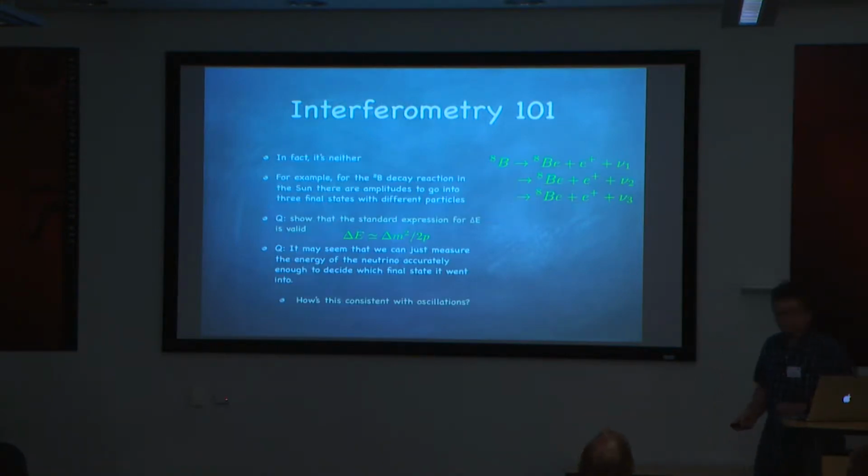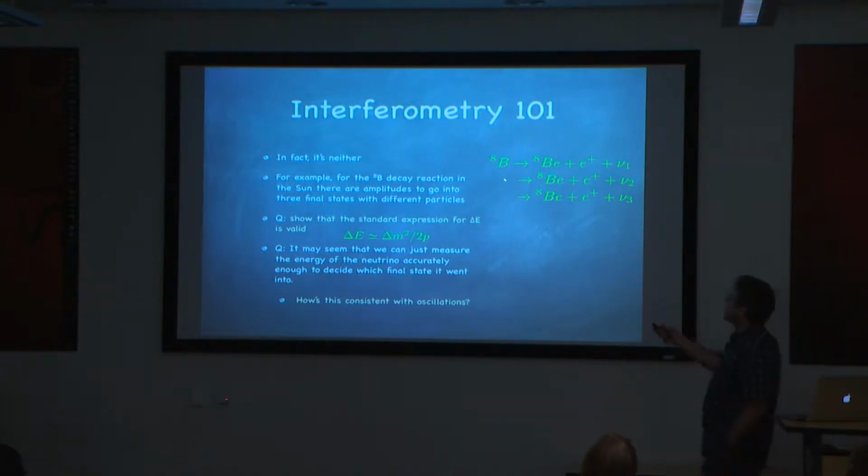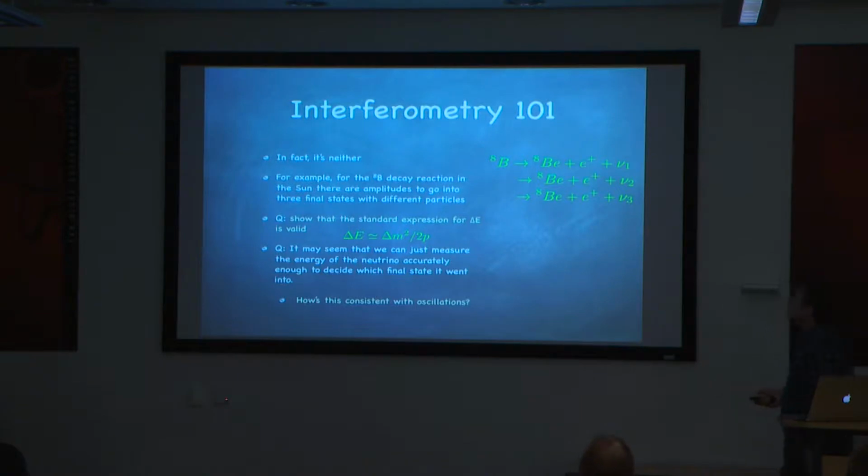It's neither, actually, because what you need to do is you look at the process, like, for example, in the sun, you have this boron-8 nucleus, which can decay to beryllium-7, a positron, and a neutrino, and you know that you have 3 neutrino states which have slightly different masses.